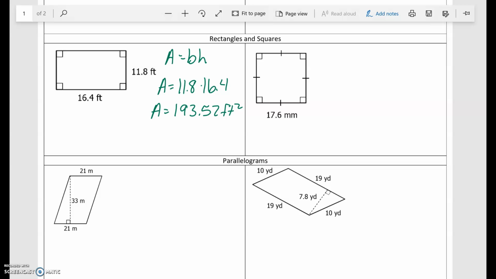So here we have our square, all sides are the same, we have 90-degree angles. The area for this is just going to end up being area equals 17.6 squared. So the overall area for the square would end up being 309.76 millimeters squared. All right.